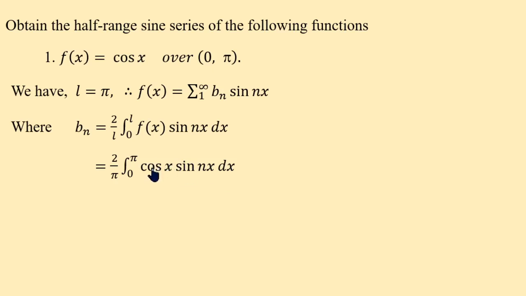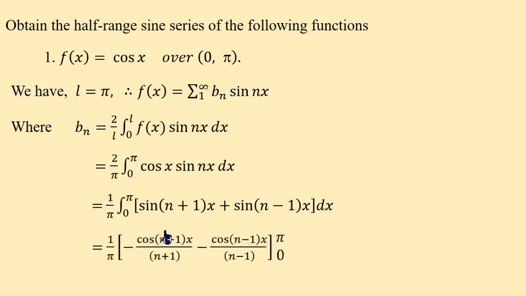Using the sin a cos b formula, that is half of sin a plus b plus sin a minus b, the 2 cancels and it becomes 1 by pi integral 0 to pi, sin a plus b, that is nx plus x or n plus 1 x, plus sin a minus b, that is nx minus x, which is n minus 1 x. And you know the integral of sin is minus cos, so we get minus cos n plus 1 x by n plus 1. Similarly, the integral of sin n minus 1 x is minus cos n minus 1 x divided by n minus 1.